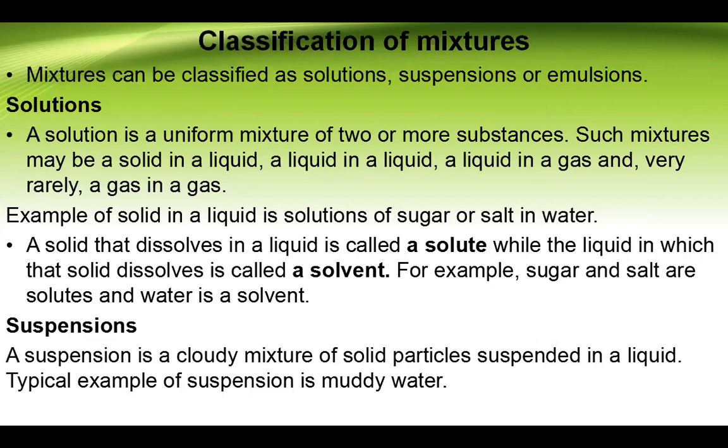Let's see the classification of mixtures. Mixtures can be classified as solutions, suspensions, or emulsions. Let's see solutions. A solution is a uniform mixture of two or more substances. Such mixtures can be, for example, solid in liquid, liquid in liquid, liquid in gas, and very rarely gas in gas. An example of solid in liquid is a solution of sugar or salt in water.